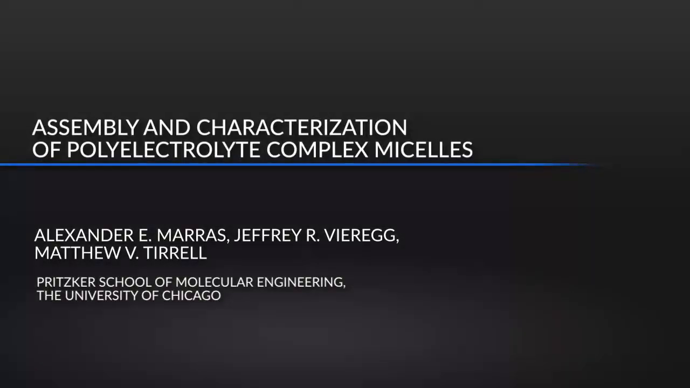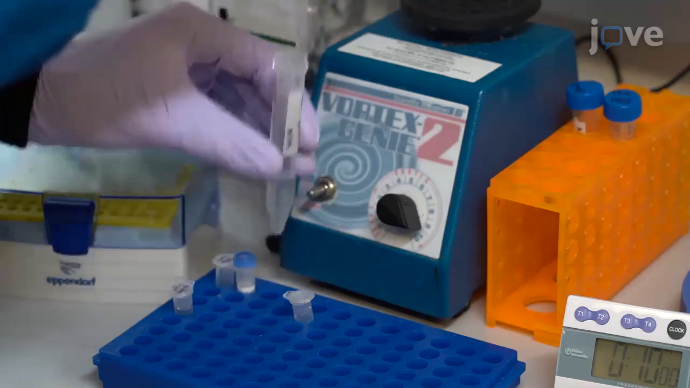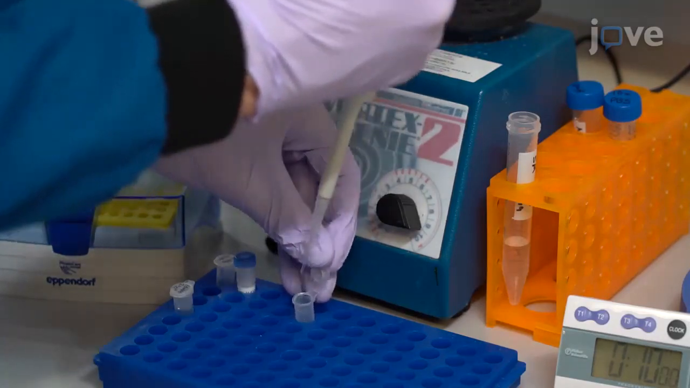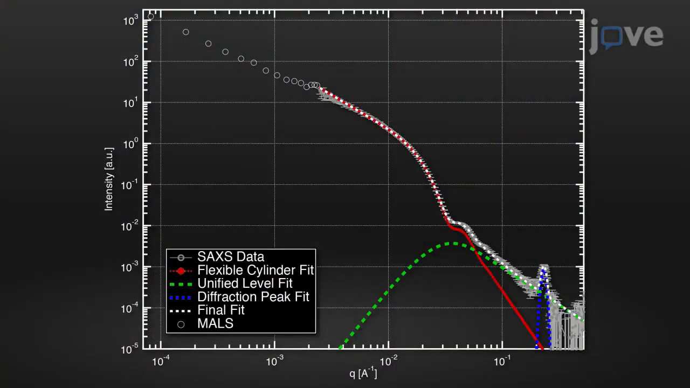These methods describe the full path of the design, assembly, and characterization of polyelectrolyte complex micelles, which are nanoparticles that are formed from the self-assembly of oppositely charged polymers. Some major challenges with polyelectrolyte self-assembly are avoiding kinetic traps and characterizing the nanoparticles. The salt annealing technique that we describe allows for the repeatable assembly of micelles with low dispersity in both size and shape. And we describe characterization methods, including light scattering, small angle X-ray scattering, and electron microscopy.